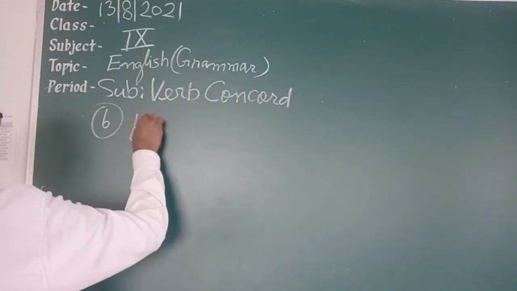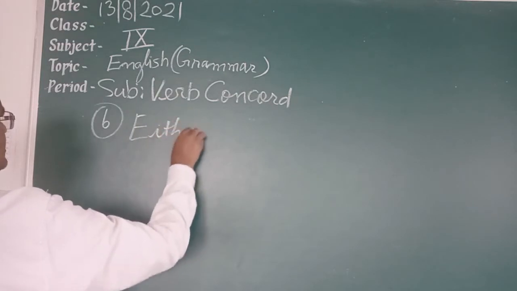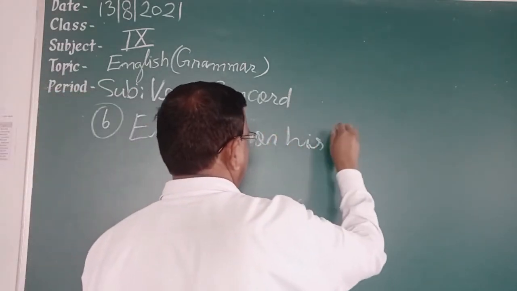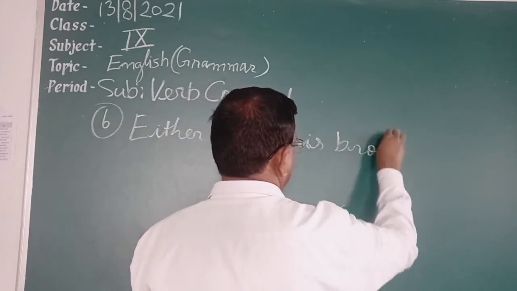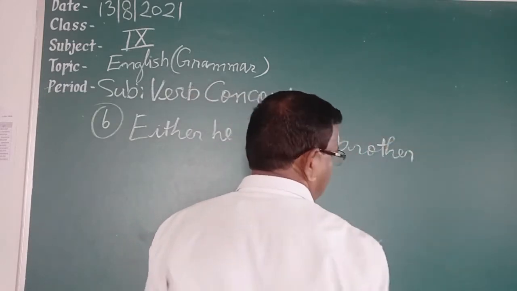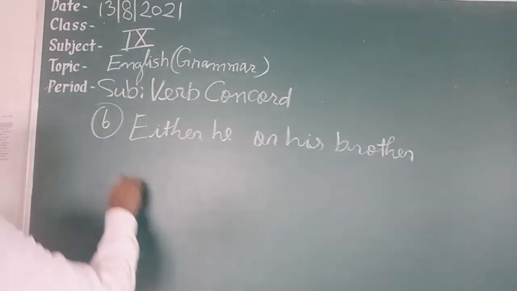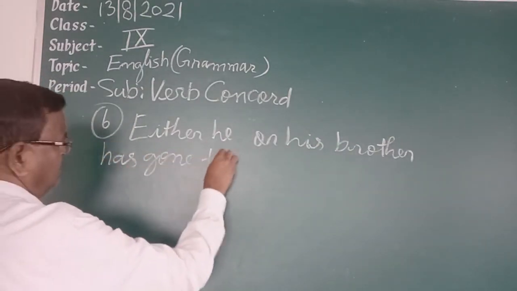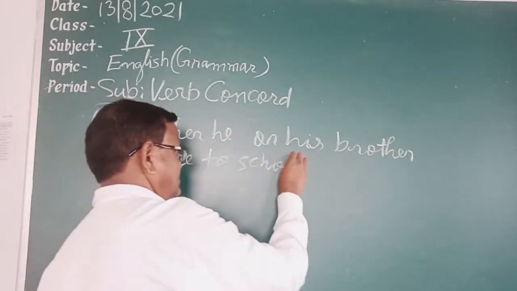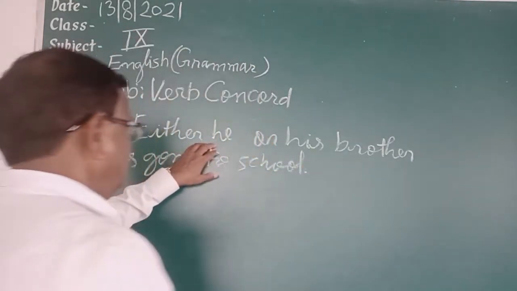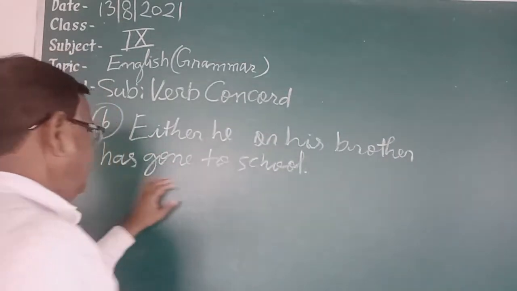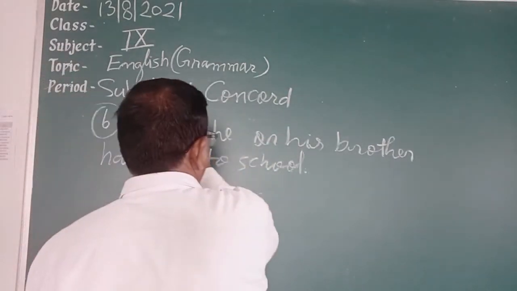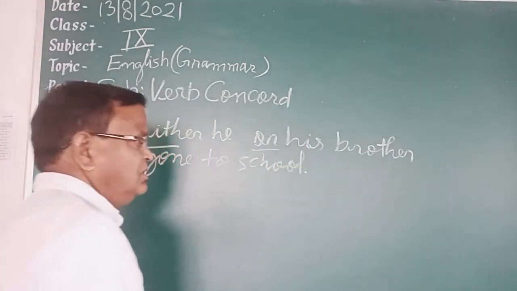See: either he or his brother has gone to school. Has gone to school. Either he or his brother has gone to school. Here the either or conjunction has been used.